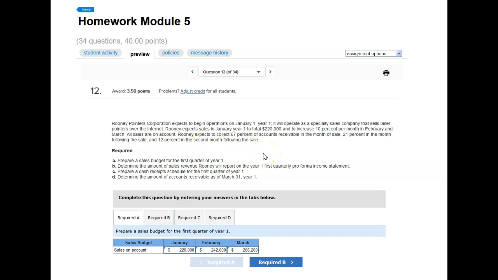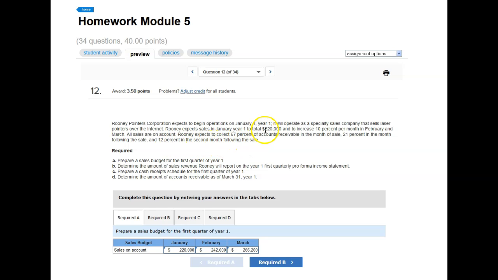Well, for example, it is saying that of the $220,000 in sales on account in January, they expect to collect cash on 67% of those in January, the month of sale. They expect to collect 21% of the January sales in cash in February, the month following the sale. And then 12% of January sales will be collected in cash in March.